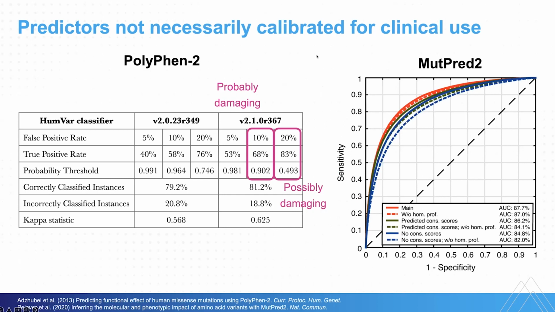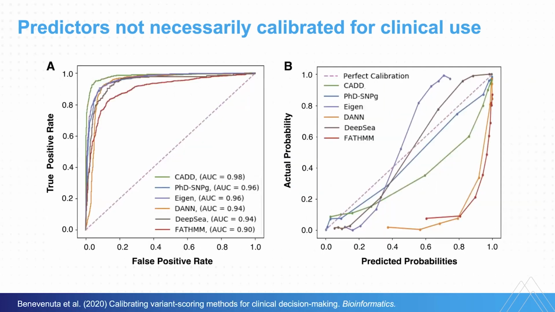Another example is from our own experience. We did internal evaluations, and when we did them, we defined our cutoffs at a 90% false positive rate and 90% specificity and 95% specificity. So developers have a certain notion of how their method should be used. That does not necessarily mean that they calibrate for the clinical use case.